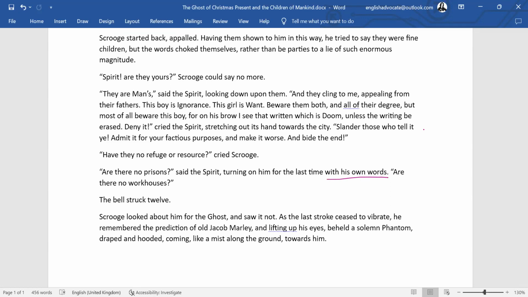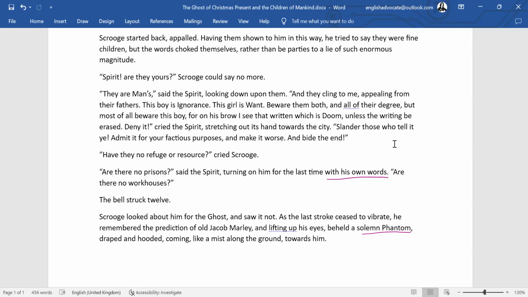He said, I don't want to help. I don't want to give to charity. I don't want them having my money. They should be in prisons and workhouses. And then the bell strikes midnight. Scrooge looks around for the ghost and sees the ghost has disappeared, and remembers what Marley said just before he sees the next ghost, which is going to be the ghost of Christmas yet to come.